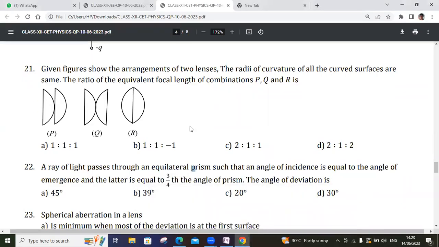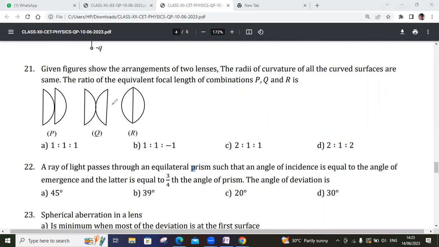So we'll discuss CET questions. Ray optics part starts from 21st. So what is the question? Given figures show the arrangements of two lenses. The radii of curvature, all the curves of this are the same. The ratio of the equivalent focal length of combinations P, Q, R is.